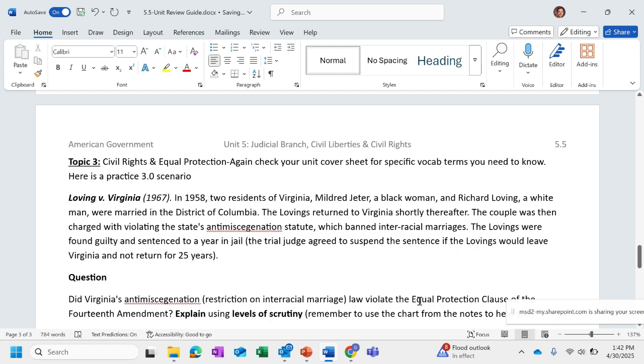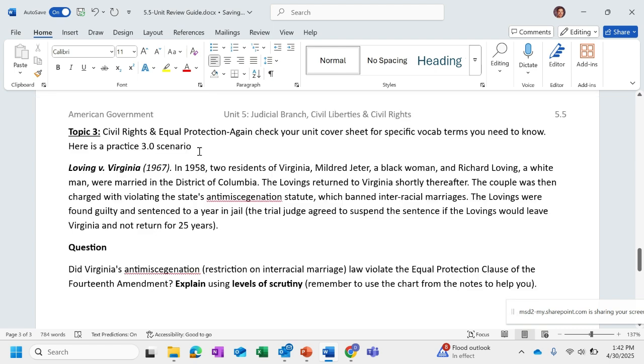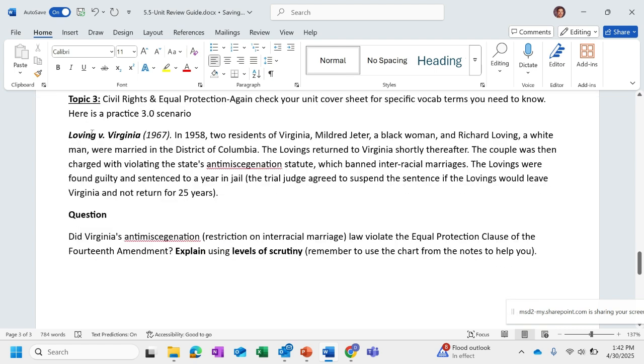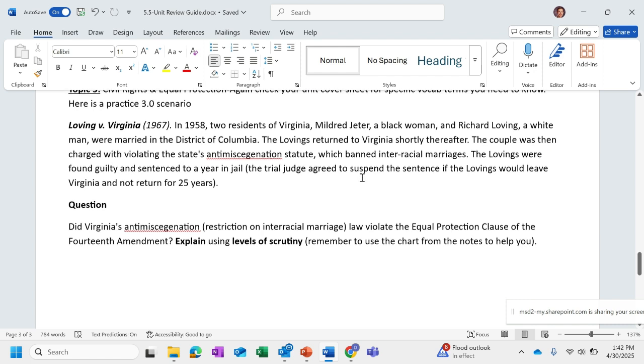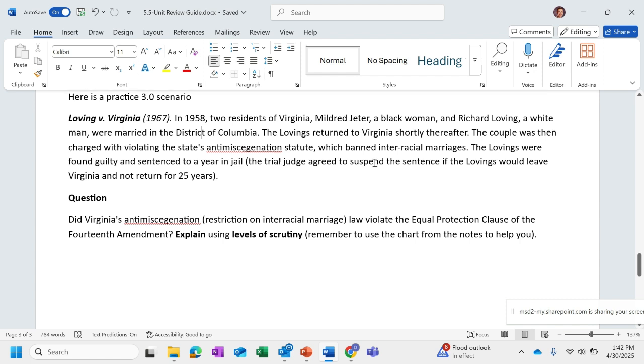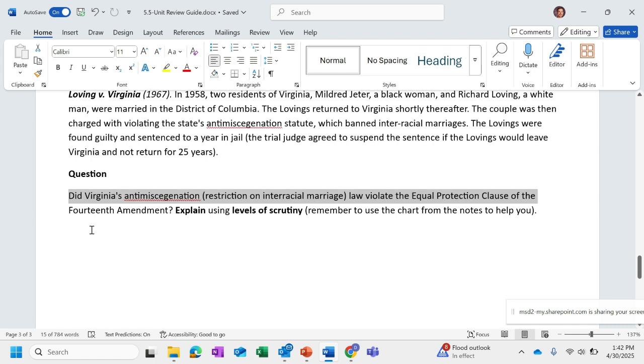So, all right. So again, this is about levels of scrutiny specifically. So Loving v. Virginia, 1958. Two residents of Virginia, Mildred Jeter, a black woman, and Richard Loving, a white man, were married in the District of Columbia. The Lovings returned to Virginia shortly thereafter. The couple was then charged with violating anti-miscegenation laws, which basically banned interracial marriages. So the question is, does the restriction on interracial marriage violate the Equal Protection Clause of the 14th Amendment?